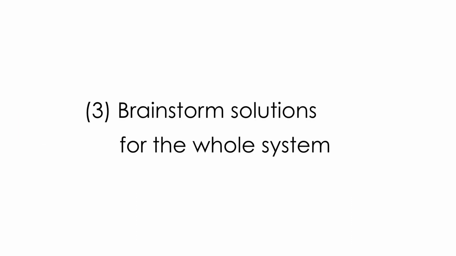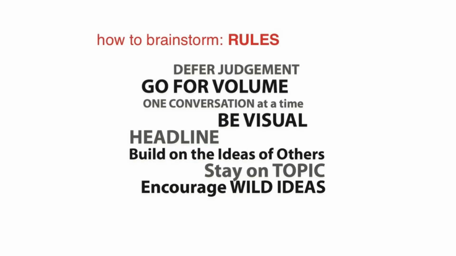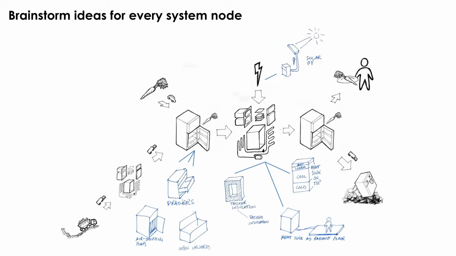So then step 3 is to brainstorm new solutions on your system map. And like all brainstorming, you want to defer judgment, go for a lot of ideas. I know it's hard to be visual when you're doing the online system like this, but if you can, headlines, stay on topic, and encourage wild ideas. Now, what makes this different from a normal brainstorm is that when you brainstorm on the system map, you can see where you do have ideas and don't have ideas. And what you want to do here is make sure you have at least one idea for every node in the system, every part of the system, or every step in the process.